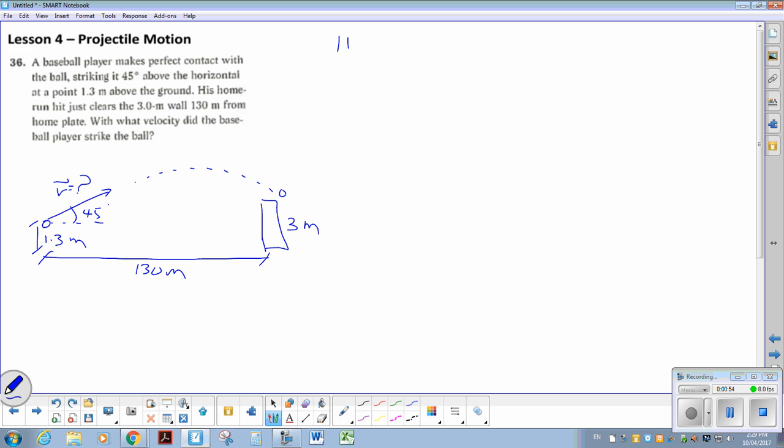So again, I'm going to list my information. I do know my horizontal displacement. That's 130 meters according to my picture, right? My launch velocity, I don't know it, but it's the magnitude of my velocity cos 45, meters per second to the right. So I know almost all of that. And time I do not know. So that is definitely an unknown.